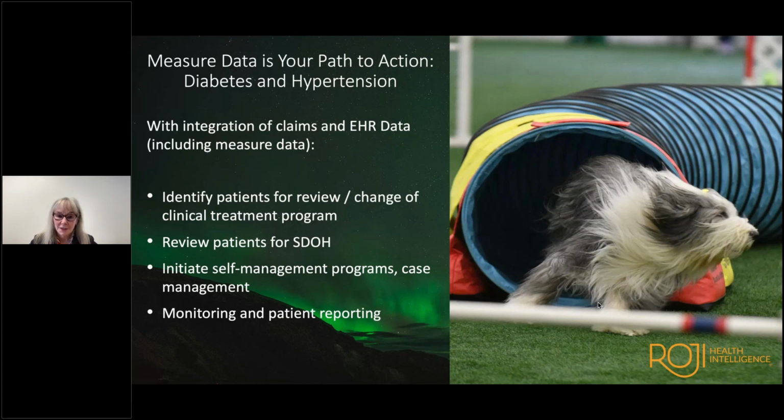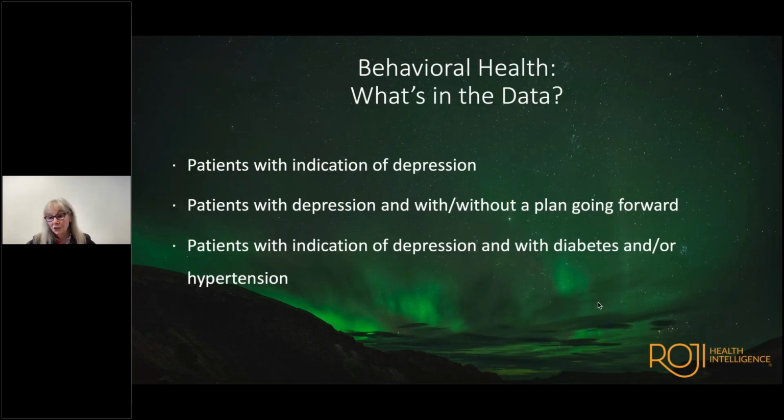Behavioral health. So what's in the data there? Well, there's patients with any indication of depression by failing the screen, with or without a plan going forward. Obviously, if they don't have a plan going forward, it's something that needs to be addressed. And you can also find patients with depression and diabetes or hypertension, in which case then you may want to have initiatives developed specifically for that group.